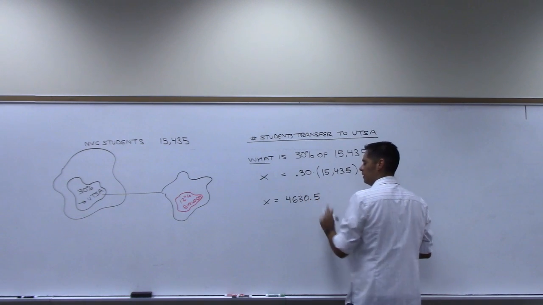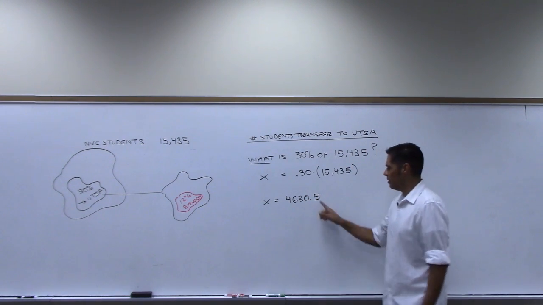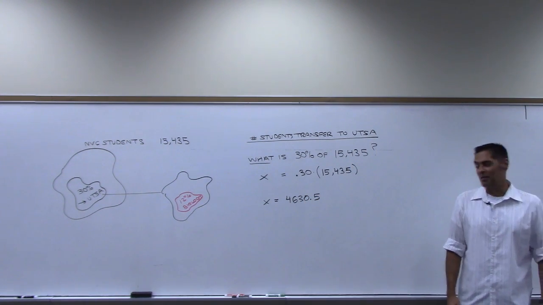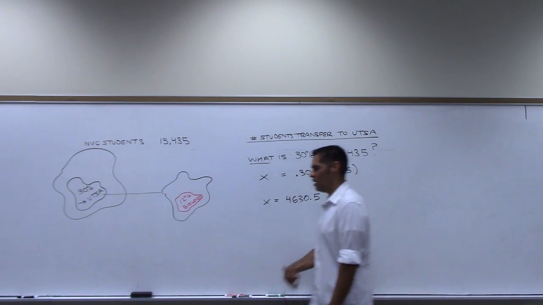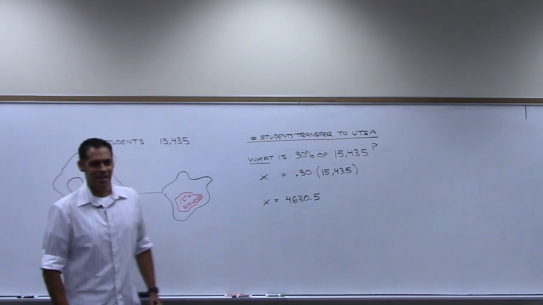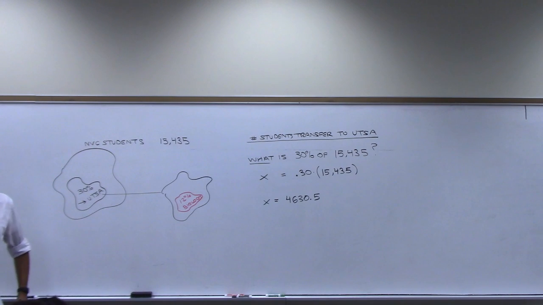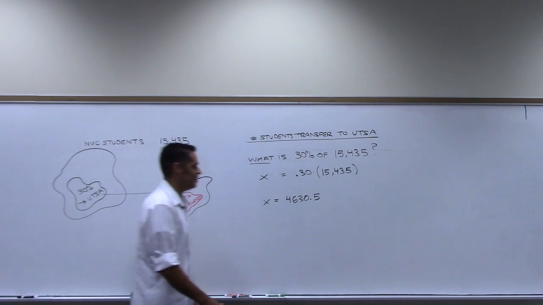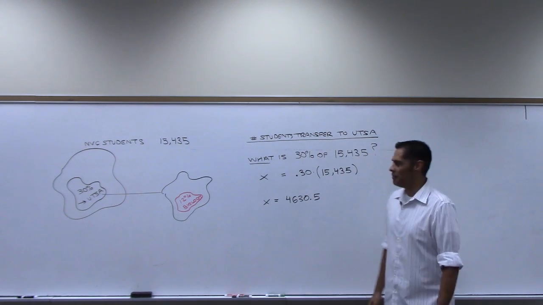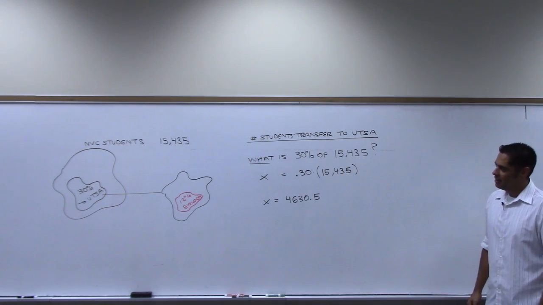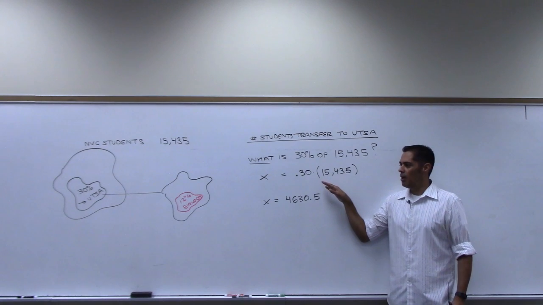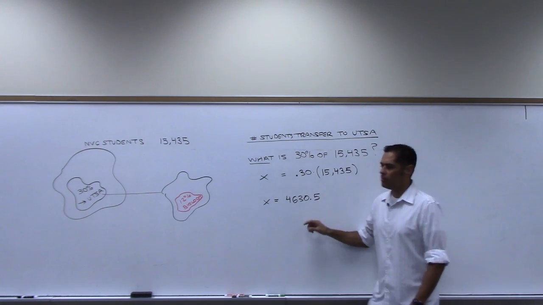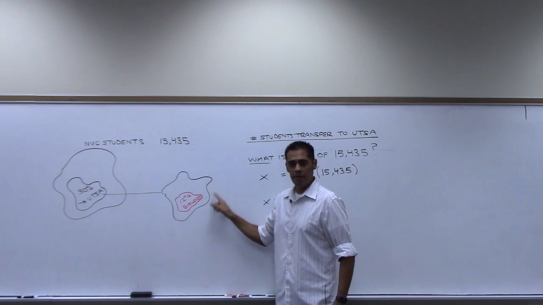Uh-oh, 0.5. So we're going to have a student, they're going to send half of their body over to UTSA, I guess. For science. So we're just going to leave it. Obviously, you can't have half a person. Well, I guess you could argue maybe there are half people out there, but let's just go off the numbers. So this right here represents this big group.